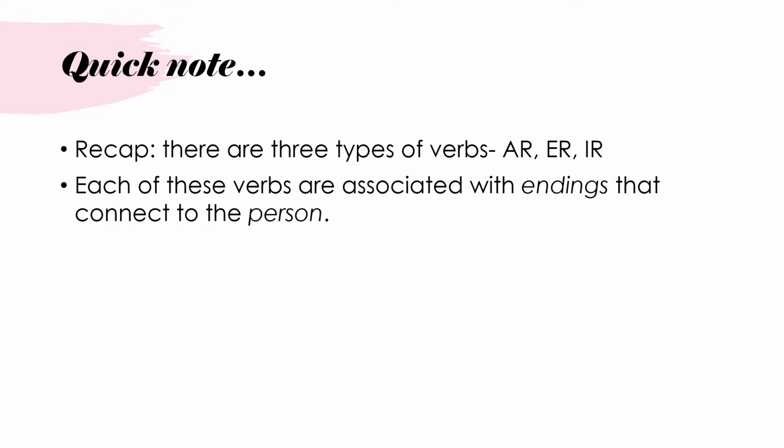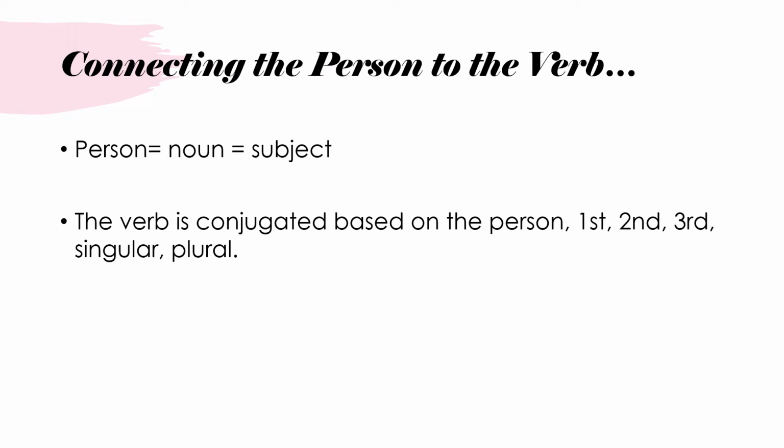So if you remember back in our person video, we talked about how a person is a noun or a pronoun that works as a subject to the action. So that person, those people we talked about in the boxes, hopefully you haven't forgotten about those, they're going to directly link to how we're going to add the endings to the verb. All right, so buckle in because it's about to get a little bit confusing, but it's going to be perfectly all right. So first, let's talk about connecting the person to the verb.